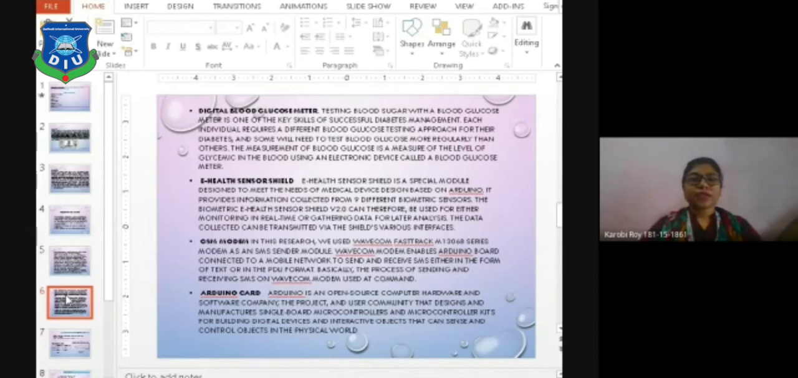The e-health sensor is a special module designed to meet the needs of medical devices based on Arduino. Then the GSM module. In this research we used a webcam. The GSM module is the SMS sensor module enabled on the Arduino card.